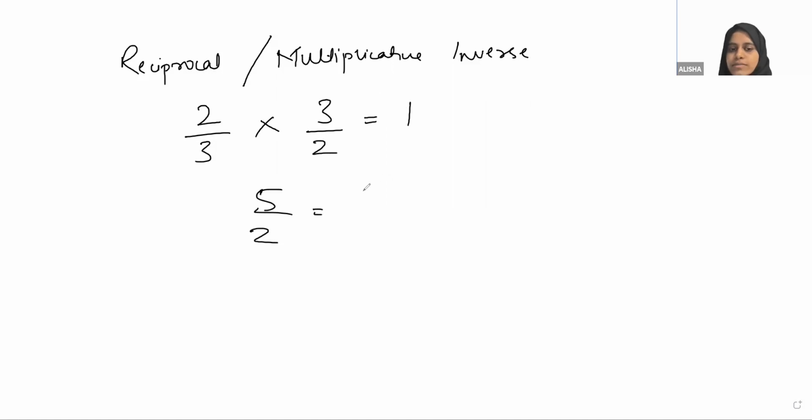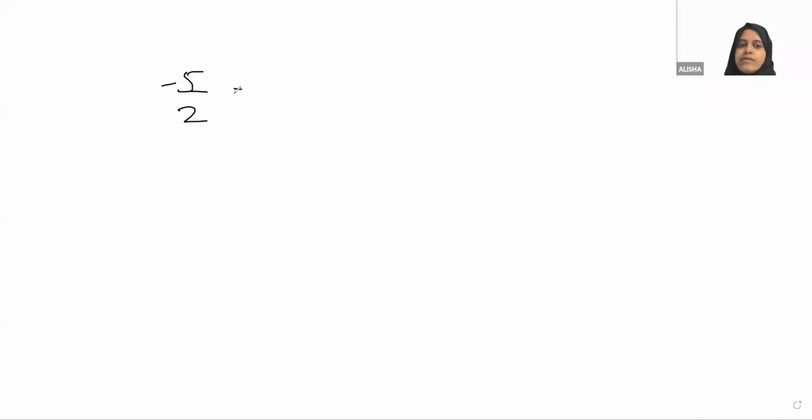reciprocal is what? 2 by 5. Minus 5 by 2, reciprocal is what? Minus 2 by 5. Minus 3 by 2, multiplicative inverse is what? Minus 2 by 3.